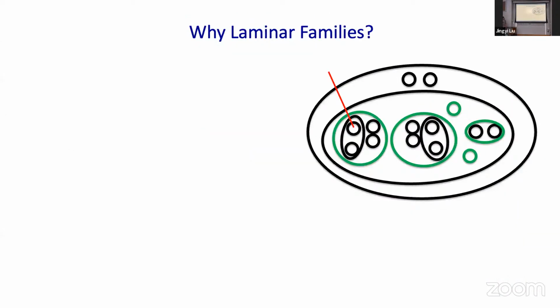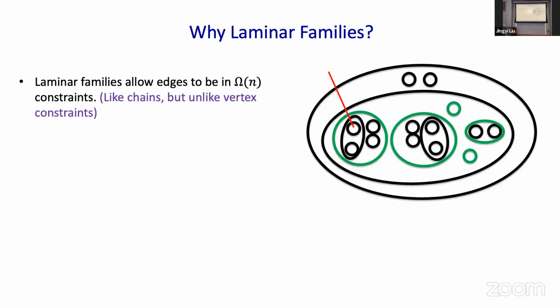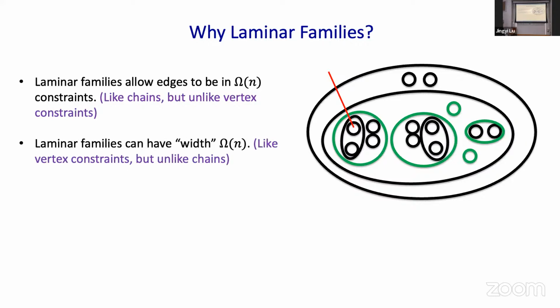And I want to say just a little bit why we care about laminar families. First, as a constraint problem, it's interesting because it allows edges to be in arbitrarily many constraints, like omega of n constraints. In the vertex case, every edge is only in 2 constraints. And if you compare it to the chain case, the width of the family, maybe defined as the number of children of a constraint, can also be arbitrarily large.